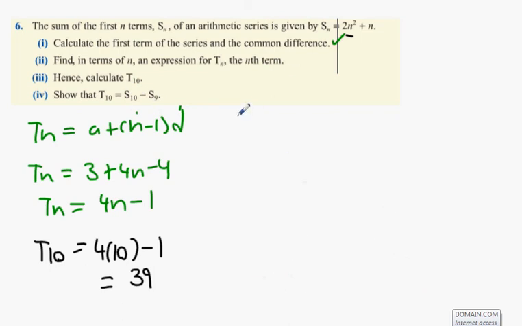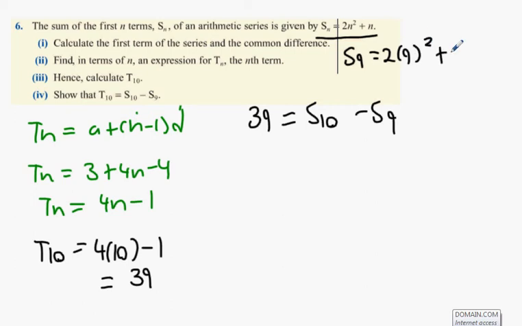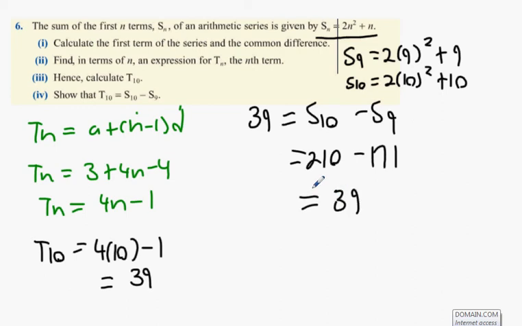How do you show that? T10 is 39, and that equals S10 minus S9. How do you find out what S10 and S9 are? There's an Sn formula up here. So S9 would be 2 times 9 squared plus 9, and S10 would be 2 times 10 squared plus 10, which is going to come to 210 minus 171, and that will get you 39 equals 39. Hence we showed that they were equal.